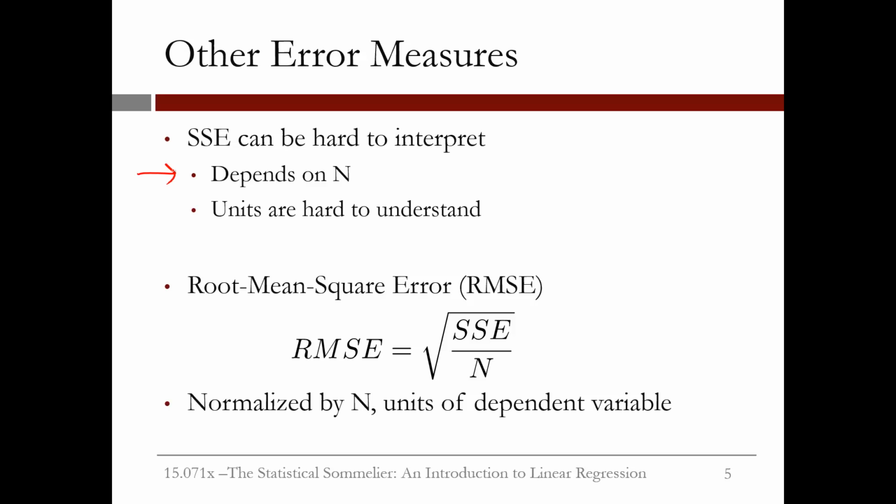If we built the same model with twice as much data, the sum of squared errors might be twice as big, but this doesn't mean it's a worse model. The second is that the units are hard to understand. Sum of squared errors is in squared units of the dependent variable. Because of these problems, root mean squared error, or RMSE, is often used. This divides sum of squared errors by n and then takes the square root, so it's normalized by n and is in the same units as the dependent variable.